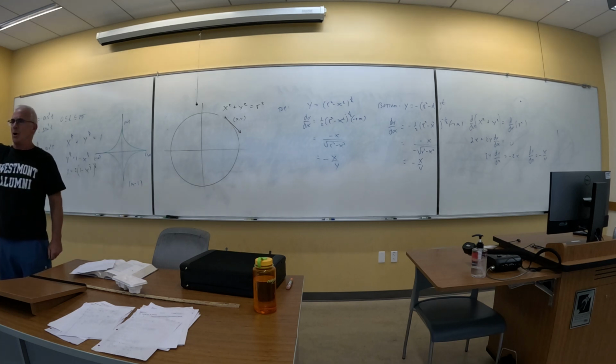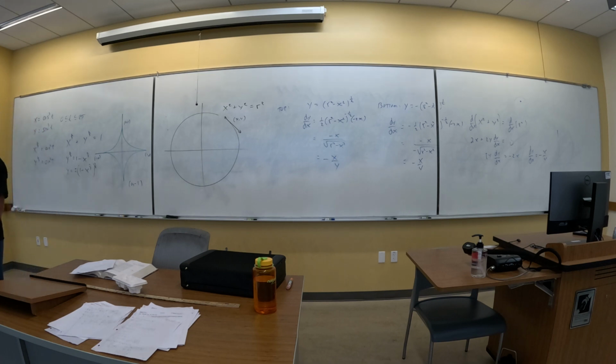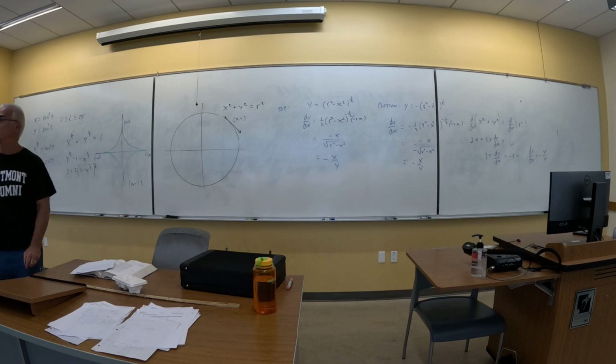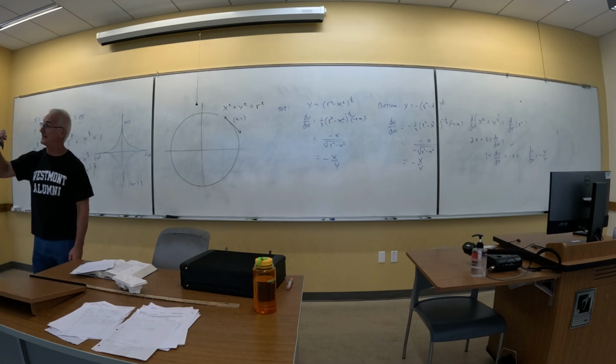But what did we just do? We took something x and y-ish, converted it to something t-ish, we took something t-ish, converted it to x and y. We're going to do the same thing with derivatives. We're going to use the parametric form, differentiate that, but then we can change that answer back to x and y, in other words. Does that make sense?